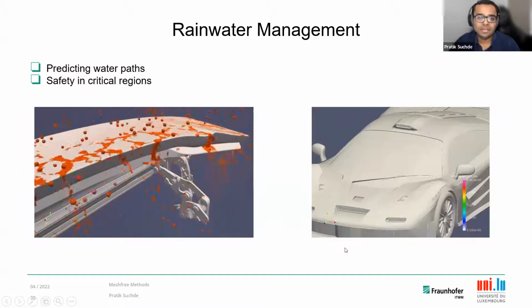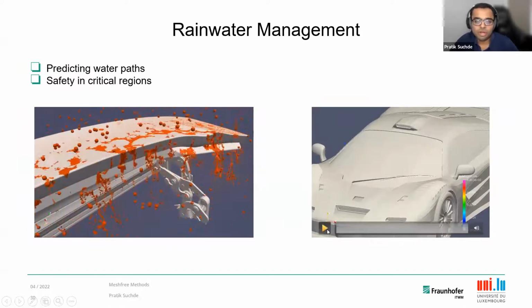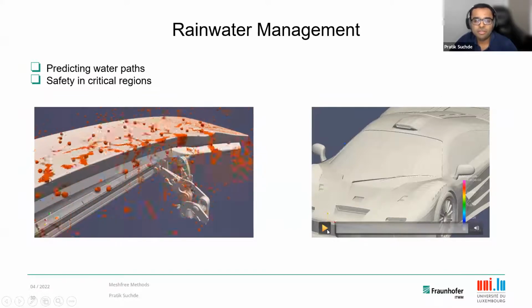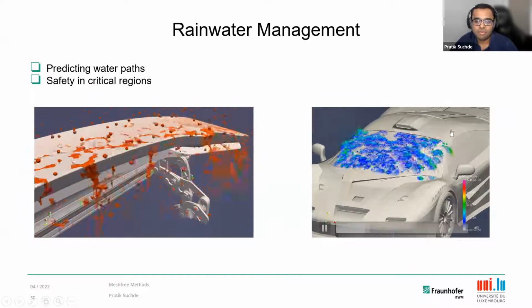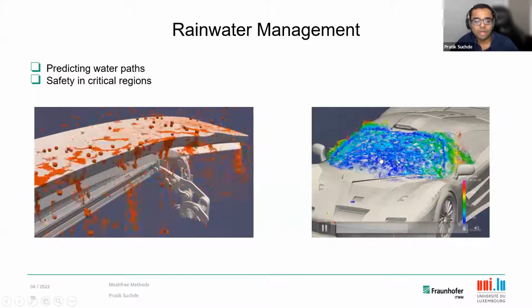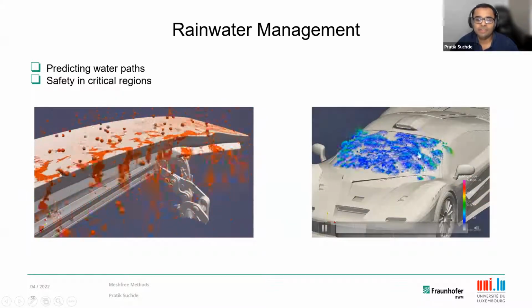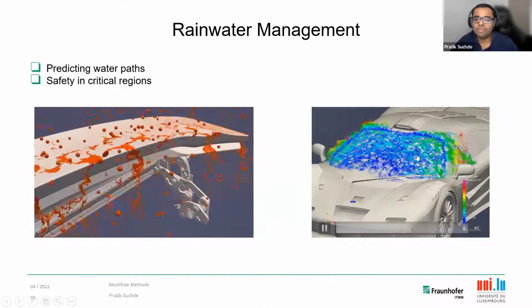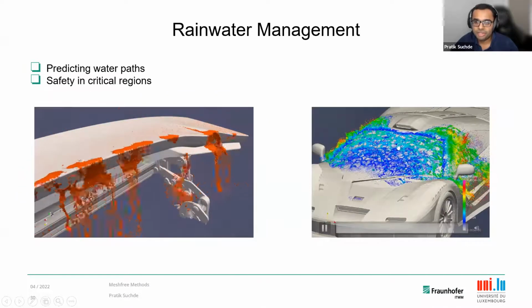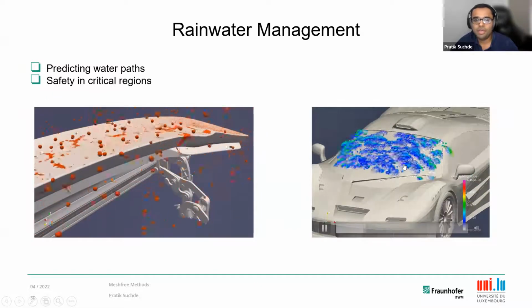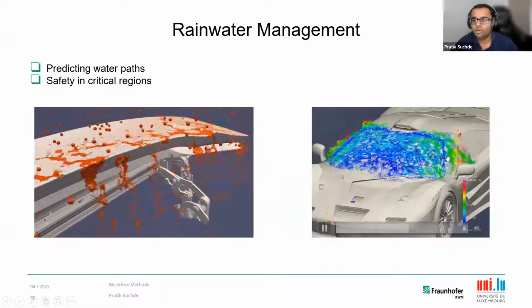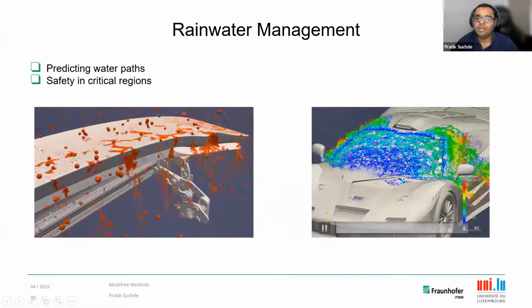A last application that I want to talk about is rainwater management. So this is about rain falling on an automotive, and what you want to check is where does the fluid flow? On the right, we don't show the rain in this video. We only show it falling on the vehicle, and you want to show where the water is moving.